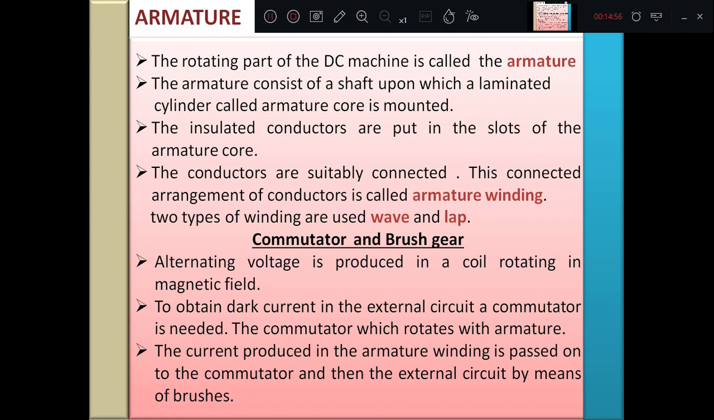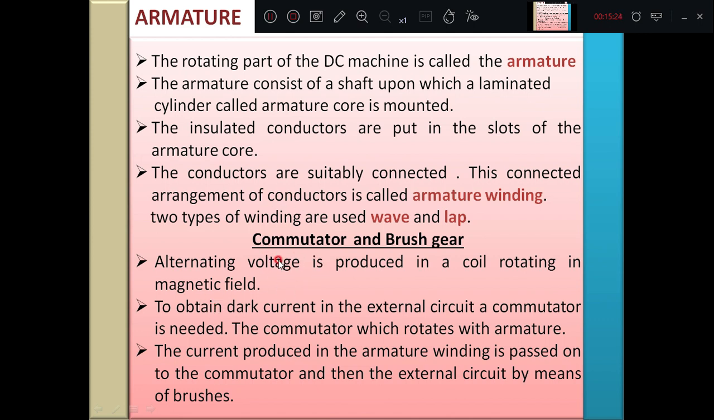The induced voltage in the armature is alternating in nature, which we'll study in the principle of operation. Remember, the insulated conductors are put in the slots in the armature, and then these are connected in a particular fashion. This is called the armature winding. There are two types of winding: one is wave winding, the other is lap winding, which we'll discuss.